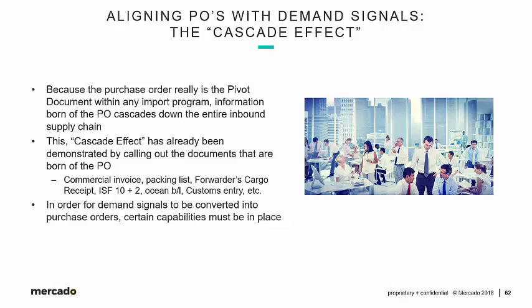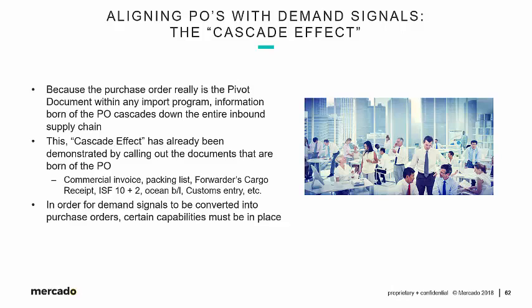Second bullet, this cascade effect has already been demonstrated by calling out the documents that are born of the PO. We've been through this already. The commercial invoice, the packing list, both of which come from the vendor. The forwarder's cargo receipt, which we'll see a lot of when we get into the international transportation module. But as the name would indicate, it's the receipt issued by a forwarder at origin when less than container load goods are tendered to the forwarder by the vendor. More on that much ahead. Importer security filing 10+2, ocean bill of lading, customs entry. Basically, all of the documents that accompany the activities that were alluded to just a moment ago. That's what the cascade effect does. And that's why it's important, in part, to have reference numbers that can be intermatched across all of these documents.